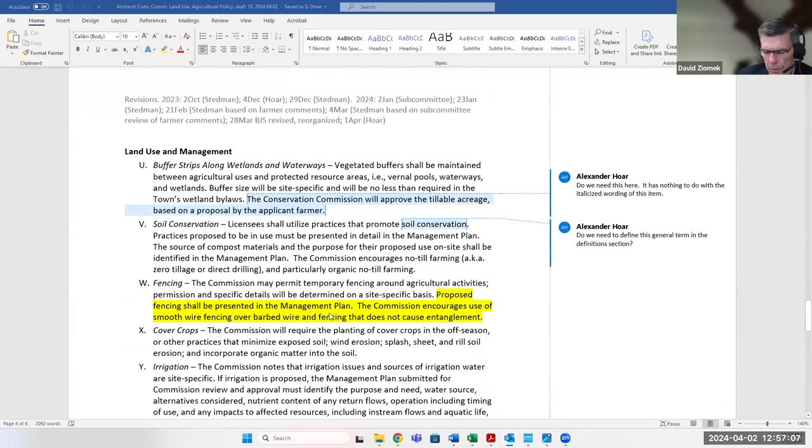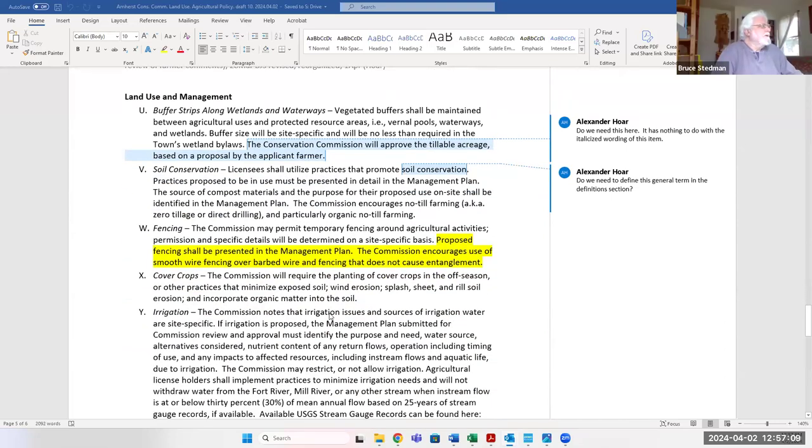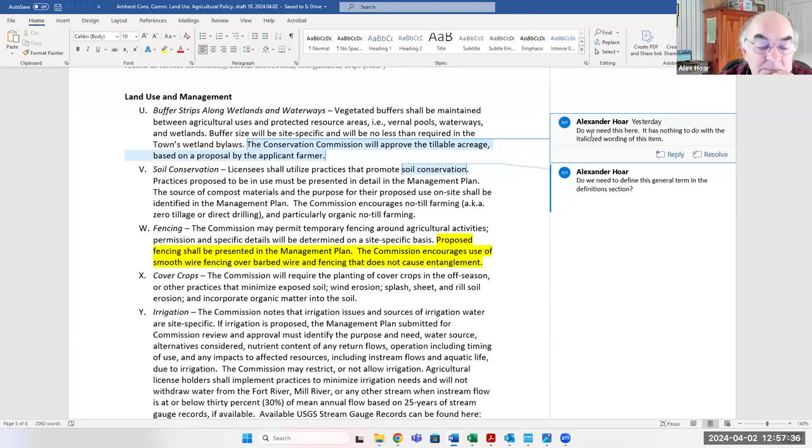Sure. Okay. Land use and management is the next section, section U. Alex had a question. Do we need this here? He just wants it moved. It says it's not about buffer strips, so I'll deal with that. And then section V is about soil conservation, and he's asking for a definition in the glossary. Yep. And then section W is about fencing.